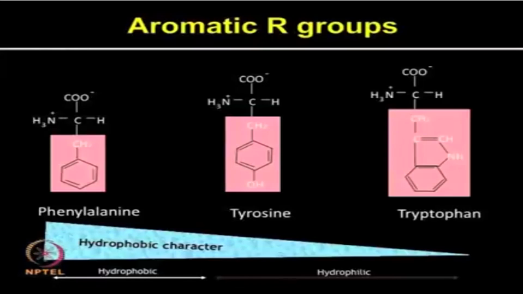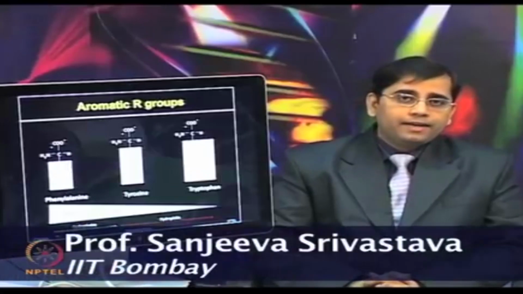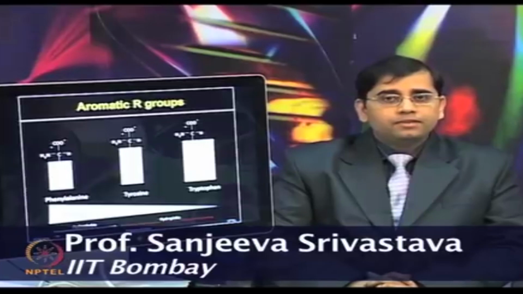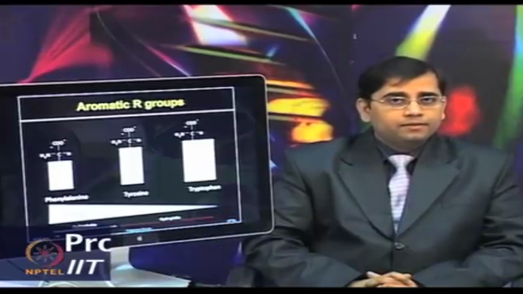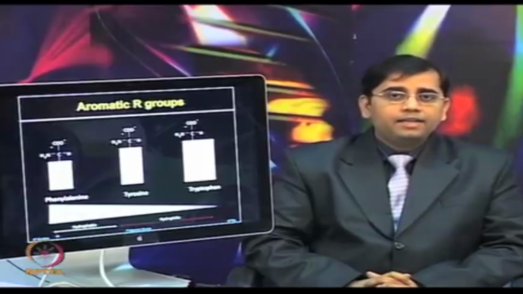Next category is aromatic R groups. In this one, there are 3 amino acids: phenylalanine, tyrosine and tryptophan. Phenylalanine contains a phenyl ring, tyrosine has one reactive hydroxyl group and tryptophan contains an indole ring, 2 rings which are fused. Now, if you look at the hydrophobic or hydrophilic characteristics, phenylalanine is hydrophobic, whereas tyrosine and tryptophan are hydrophilic due to the side chains containing hydroxyl and NH reactive groups.